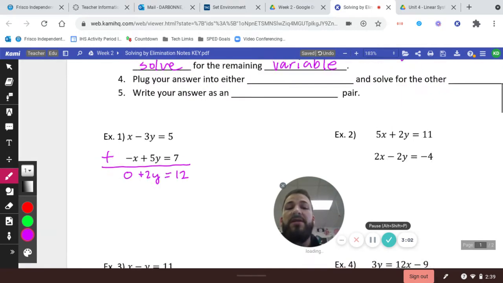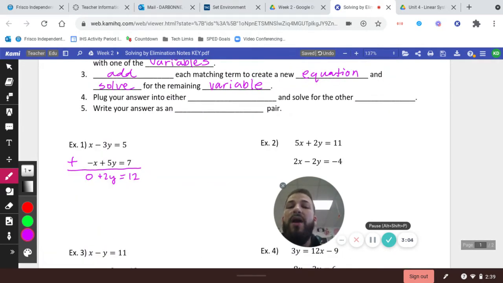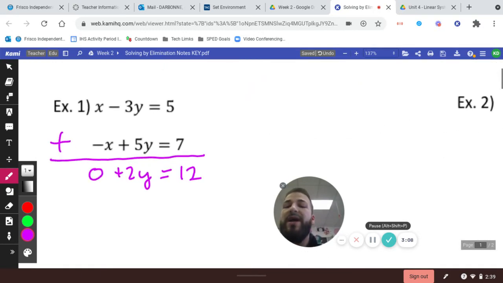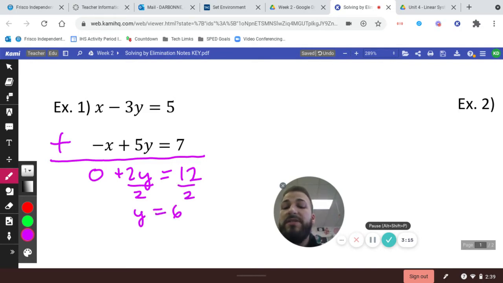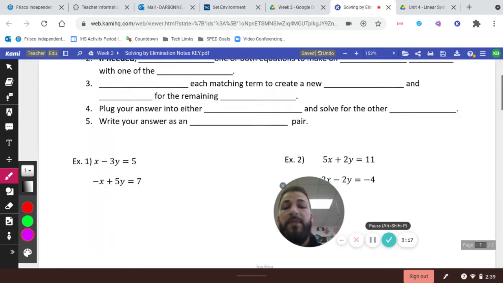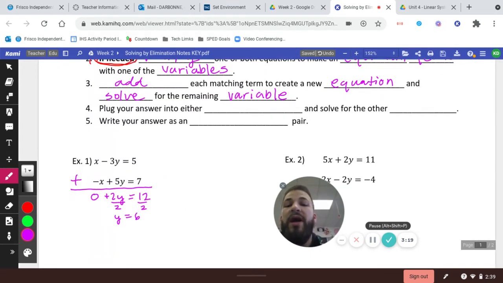As you can notice, we now have one variable in our new equation, and then we can solve for that variable. So 2y is equal to 12. We can divide by 2 on both sides. We get y is equal to 6. Then we can plug our answer into either equation and solve for the other variable.